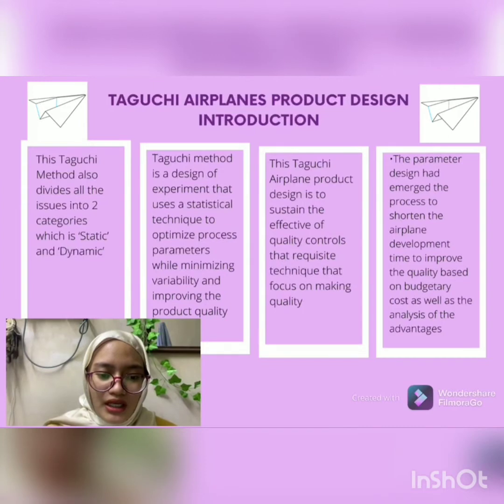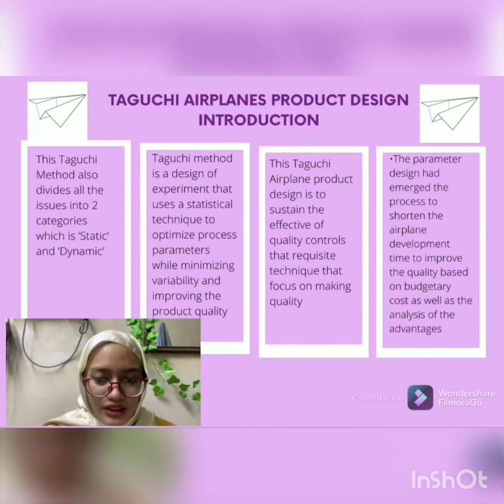In this experiment, Taguchi implemented quality management and experimental design that mostly involved parameter design. The parameter design was used to shorten the airplane development time, to improve the quality based on budgetary costs, as well as the analysis of the advantages. Furthermore, the process in the Taguchi method of reducing costs and enhancing quality was simple and straightforward, which increased the interest in developing the design of experiment.